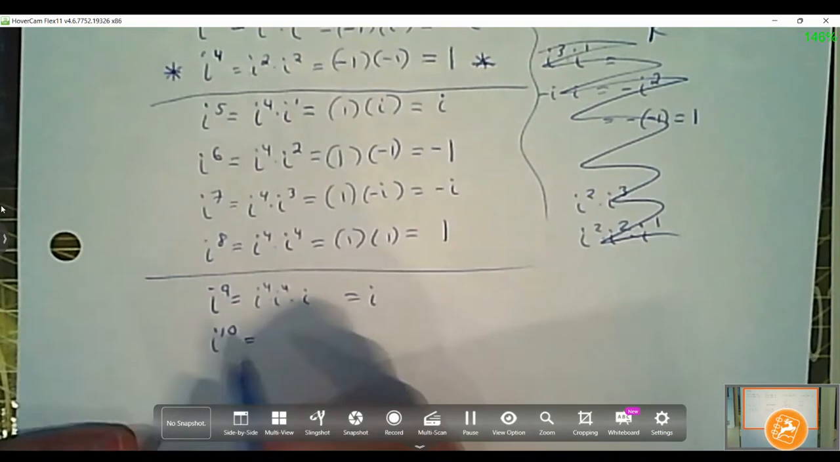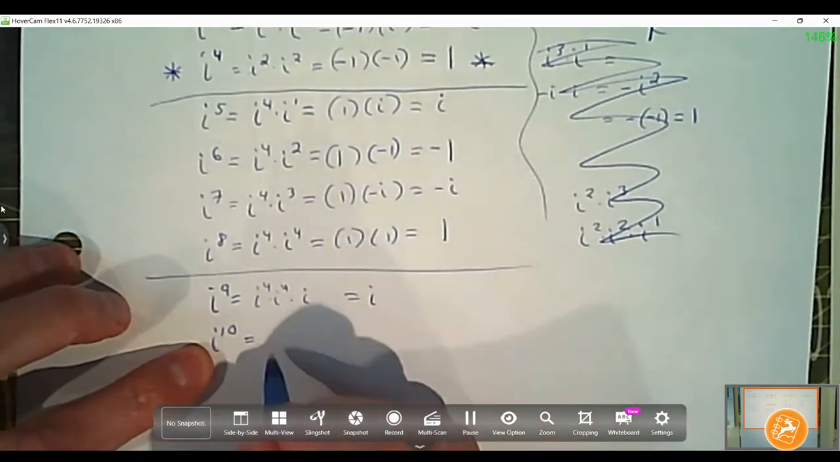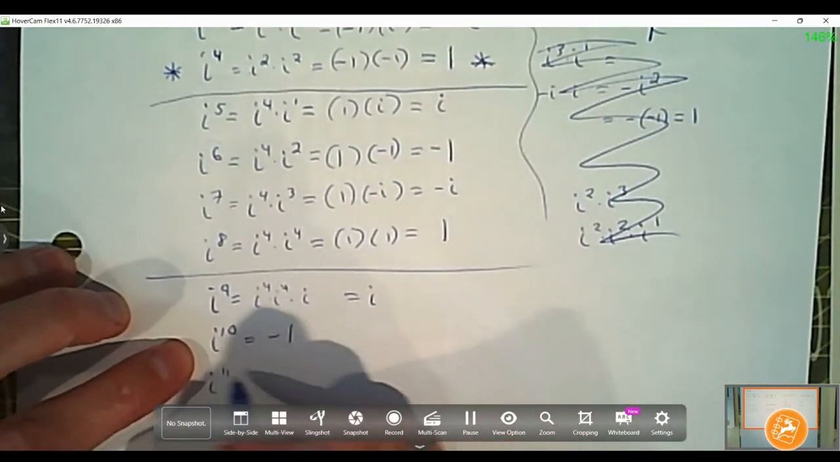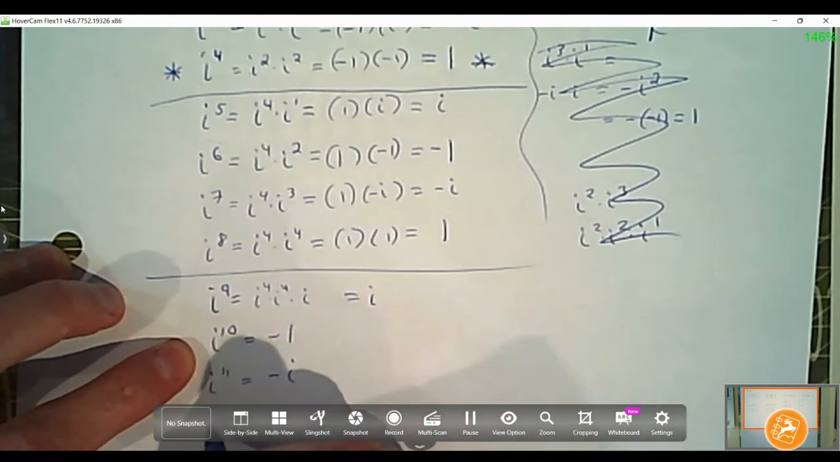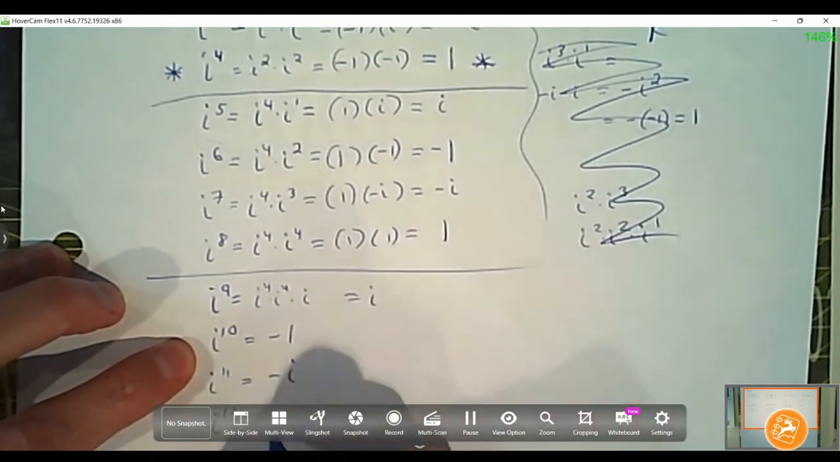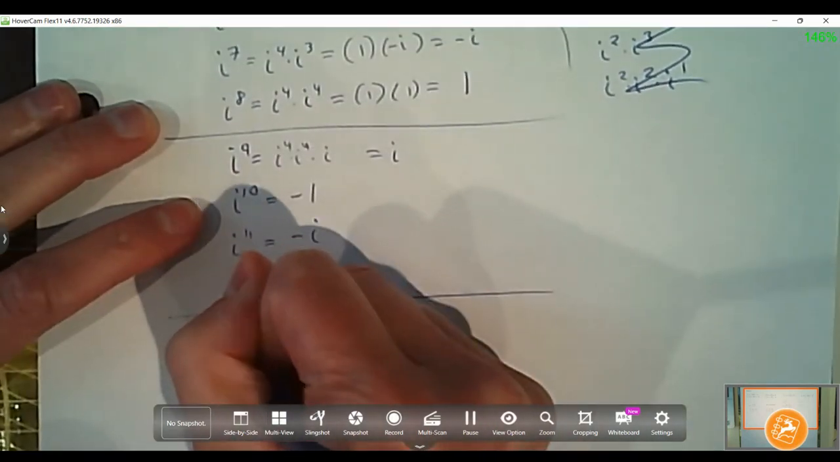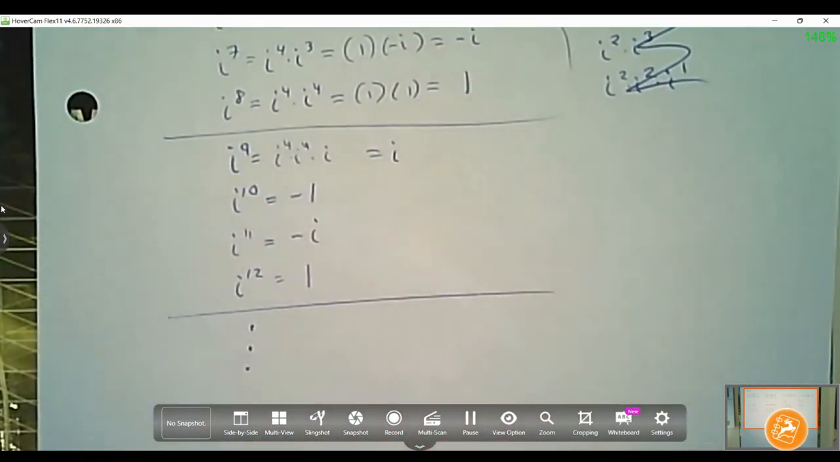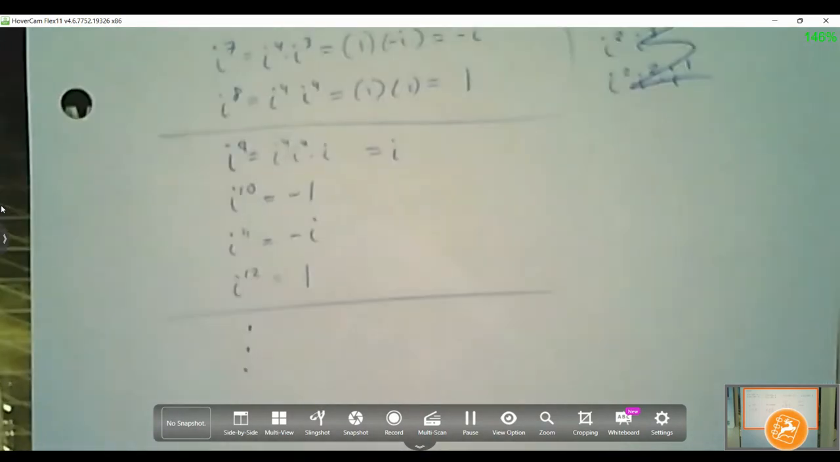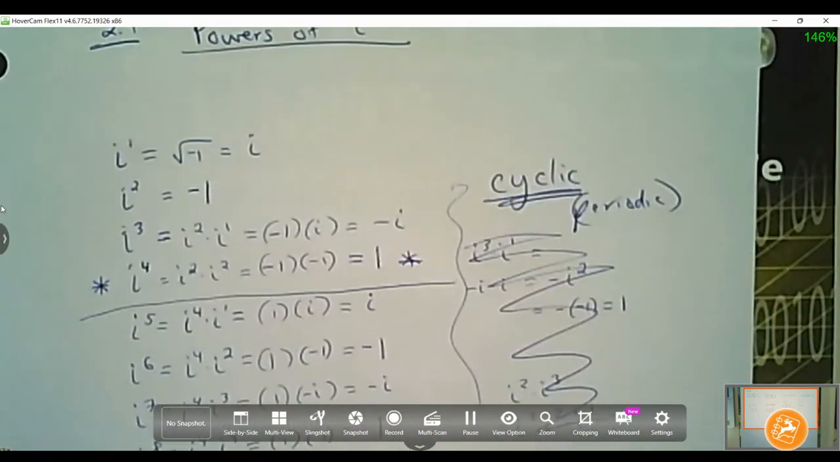So if we continue the pattern, I to the 10th should come out to negative 1. And I to the 11th should come out to negative I. And they do. You could check all these. And then I to the 12th is 1. And then that pattern continues from there. So what this leads us to is we actually can develop a shortcut for how to evaluate powers of I. So if we wanted to find out what I to the 37th was, or I to the 50th, we can develop a shortcut. And here's how that shortcut will work.